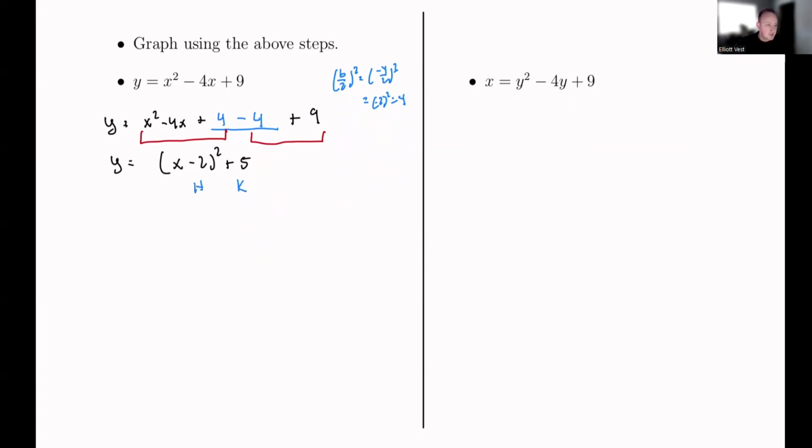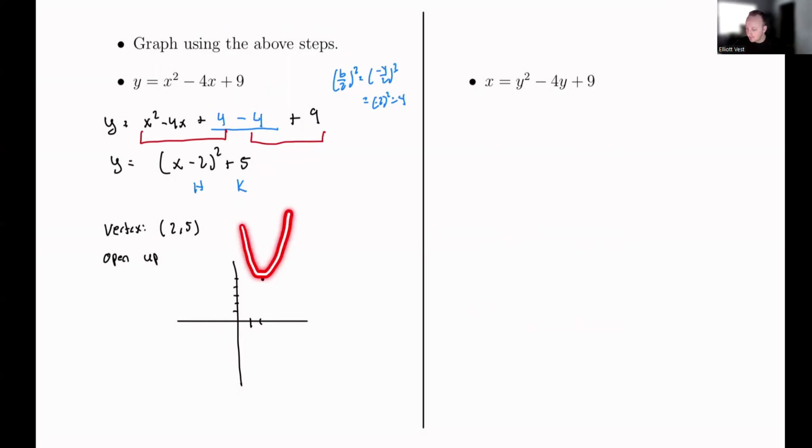But either way, this is your H, this is your K. And because we have a positive here, not a negative number there, we know we have a vertex of (2, 5), and we open up. So I already can draw my graph. I go to here, I go over 2, 1, 2, 3, 4, 5. That's going to be my point here, and I already know I'm going to open up here.